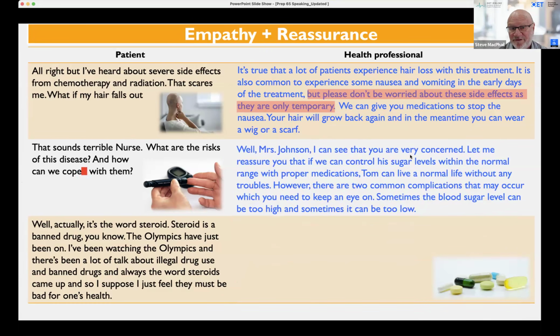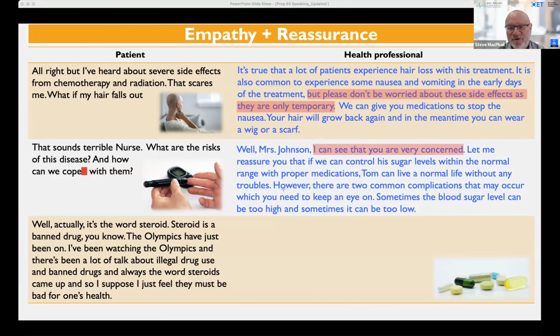Well, Mrs. Johnson, I can see that you're very concerned. Now, that's a very good sentence. It might sound really obvious to you, but it's very important that you make that statement. I can see that you're very concerned. I like that type of sentence. That's showing that you're listening, right? That's empathy.